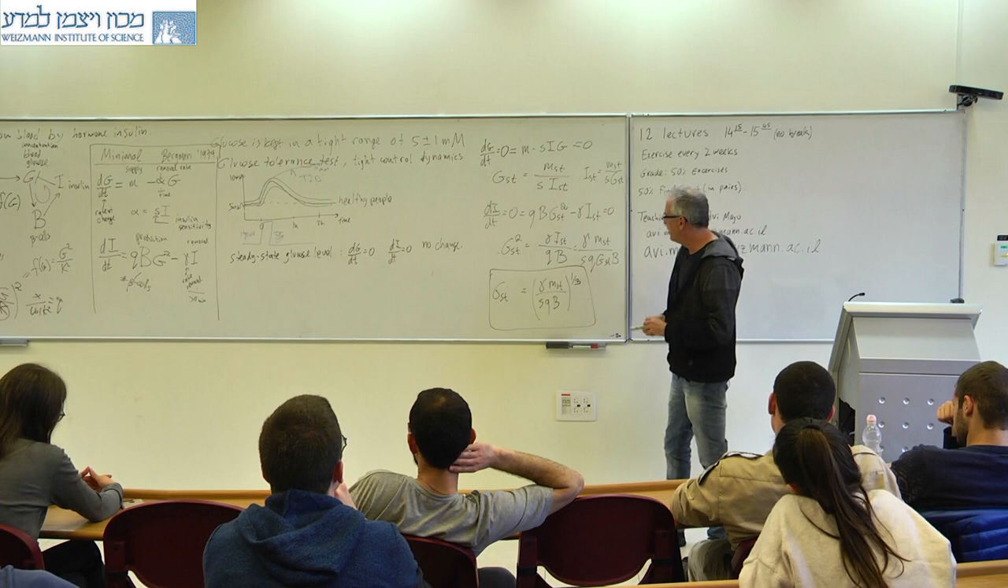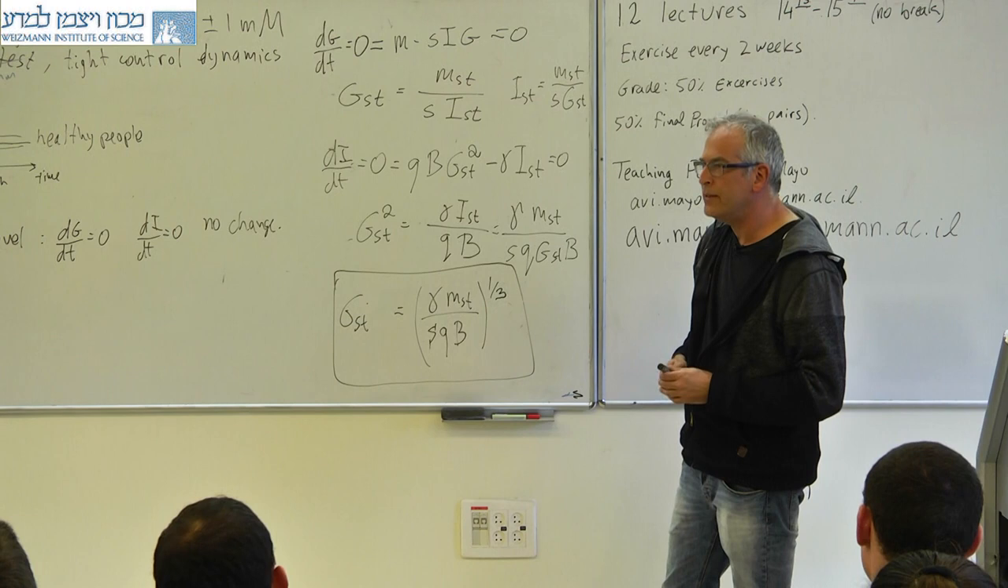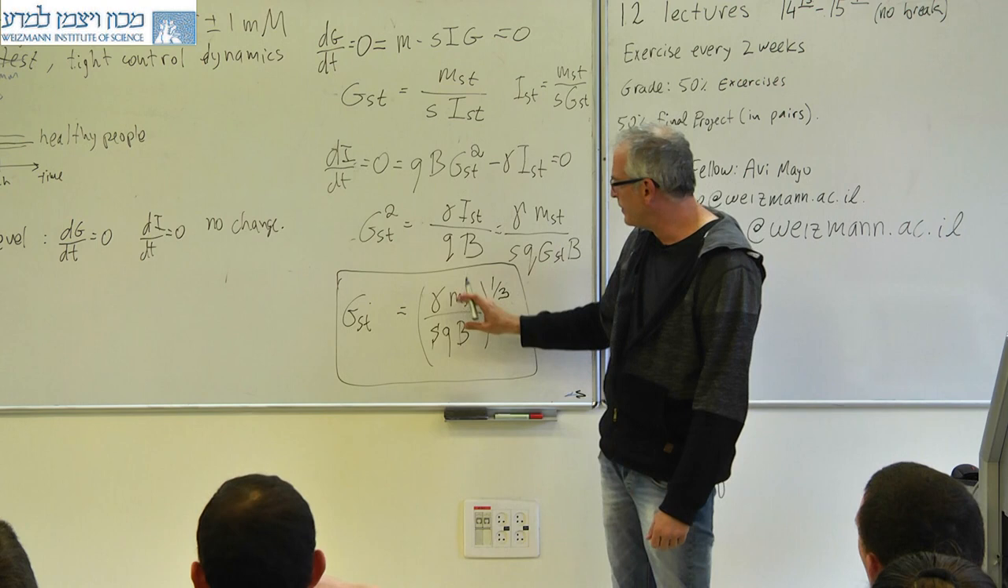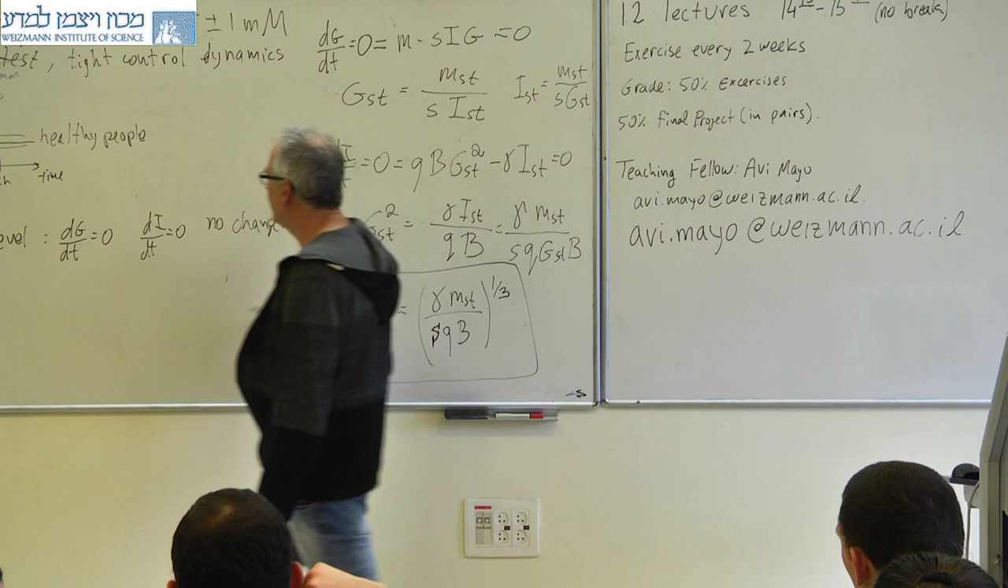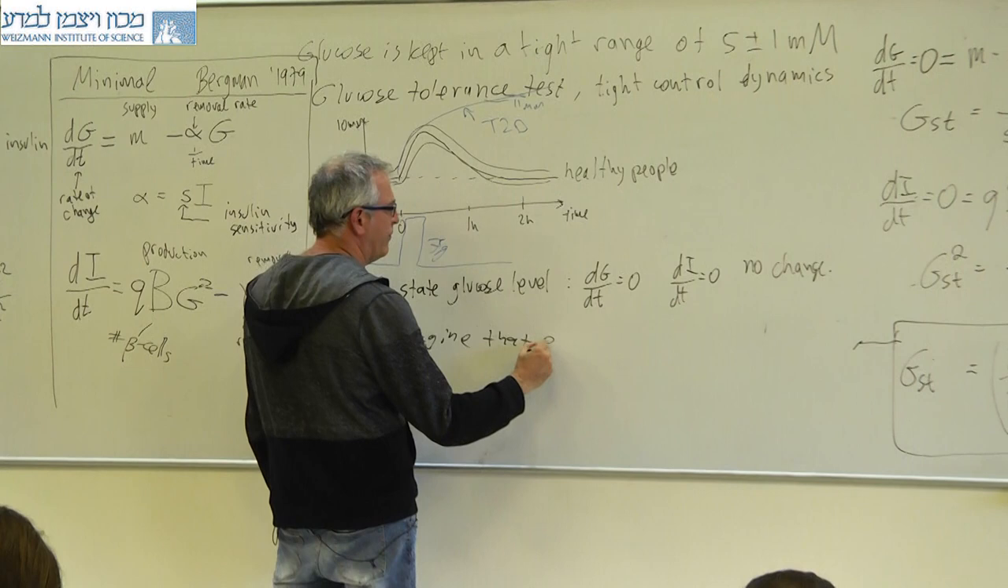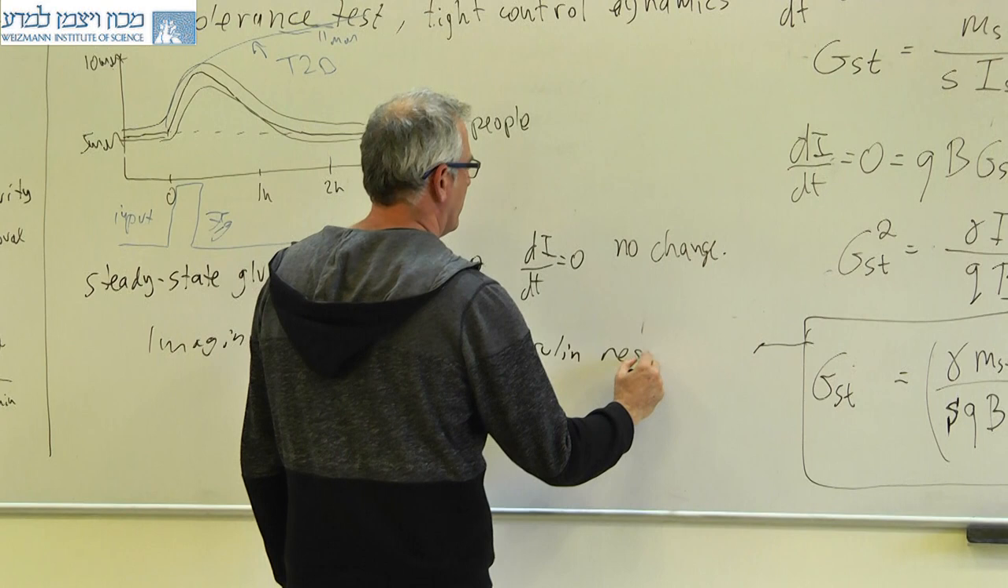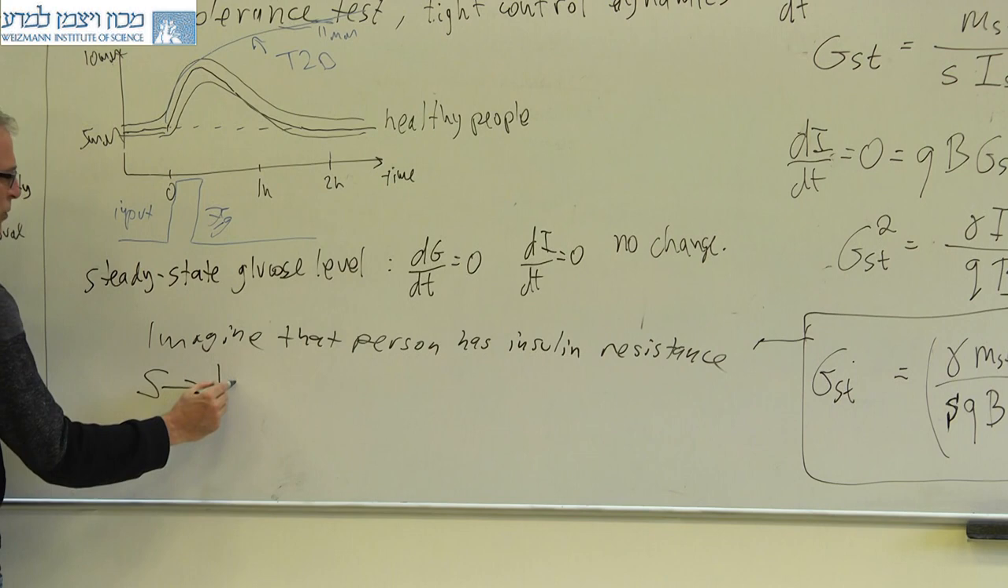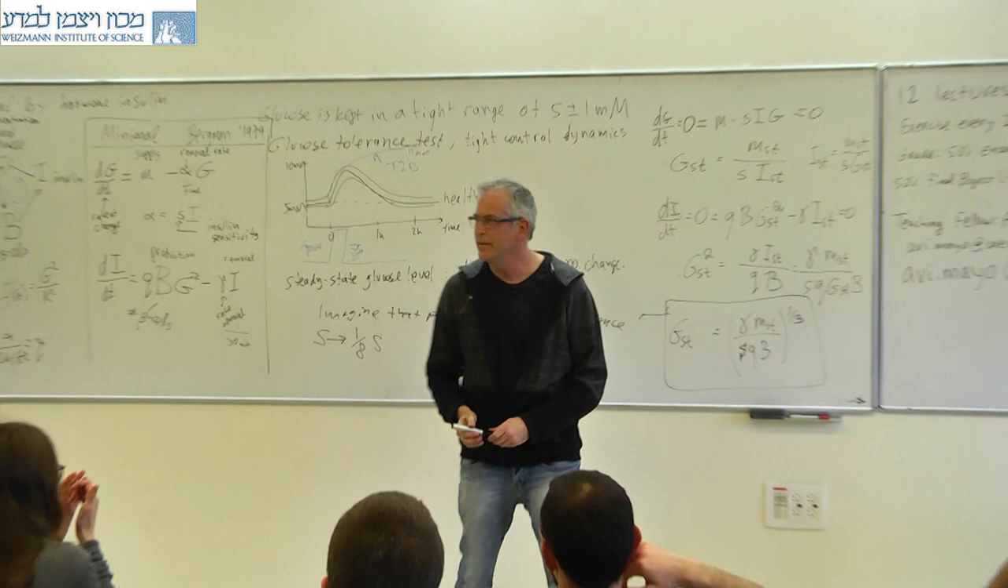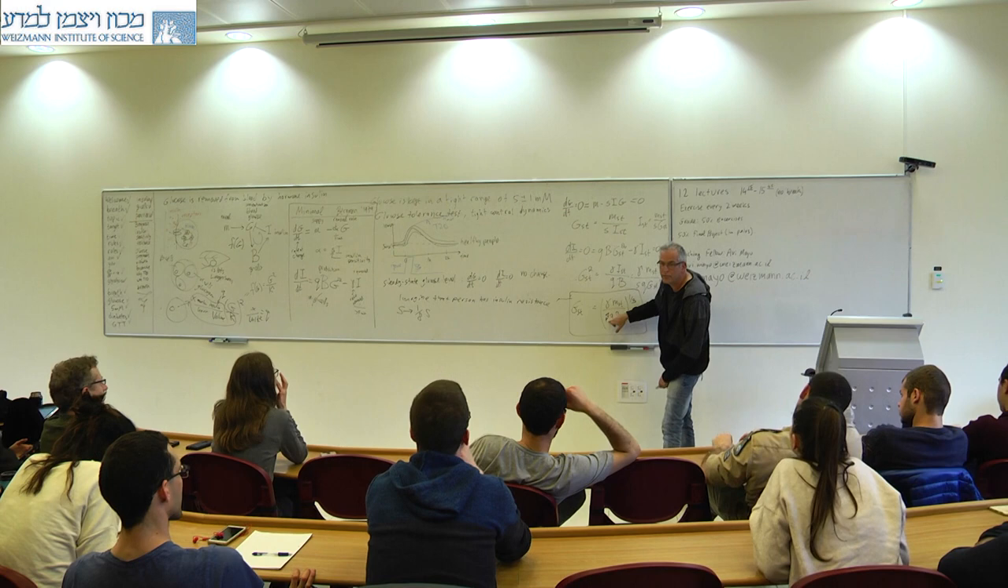So let's take a look at this thing. What can we learn from this equation? It means that, suppose now that I take the person and I give that person insulin resistance. Let's imagine that the person has insulin resistance. What does that mean? I'm going to take their S and I'm going to reduce it by 8. Now we have insulin resistance. That means this thing down here gets smaller by 1/8. Okay.